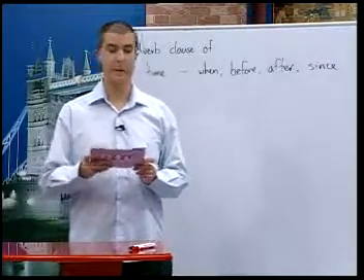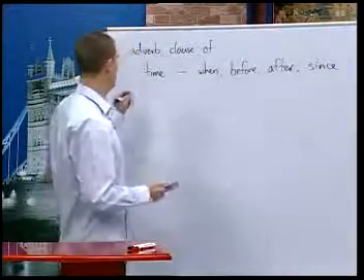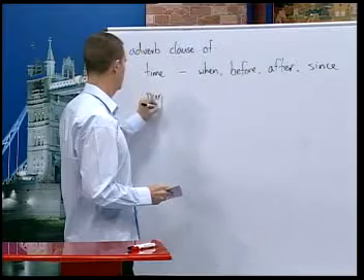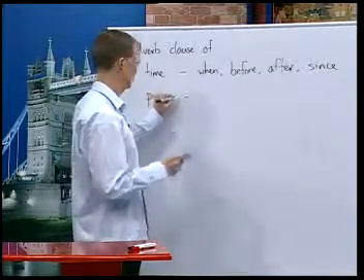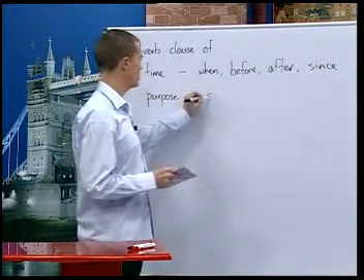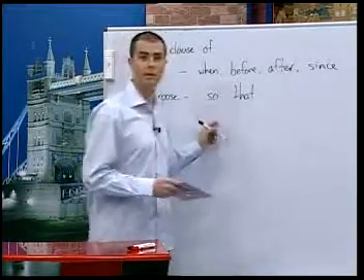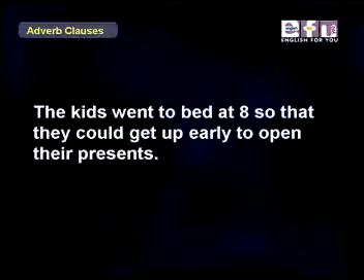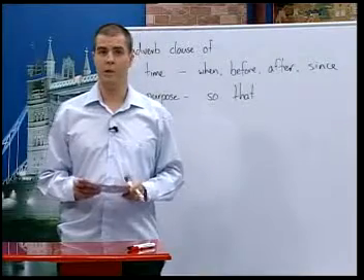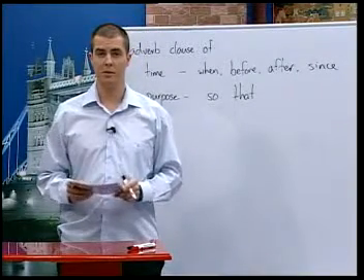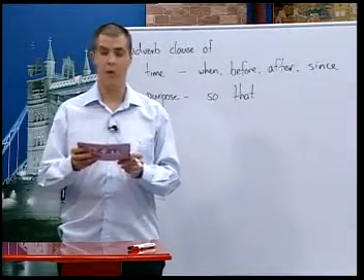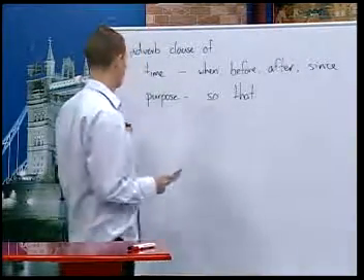Now the second type of adverb clauses are clauses of purpose. Purpose. Okay, we use so that to introduce these clauses, like this sentence. The kids went to bed at 8 so that they could get up early to open their presents. And the third type of adverb clause that we discussed was clauses of cause and effect.